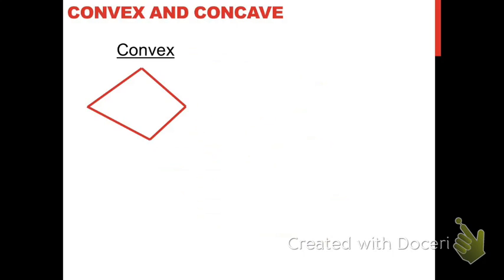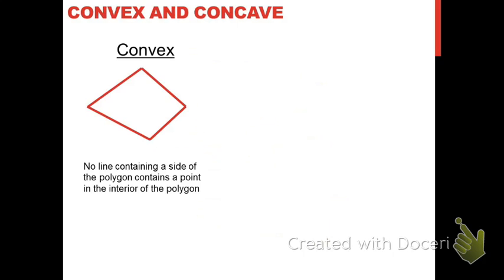And I'm going to give you some rules here, but it's going to be a pretty simple thing for you to remember, I believe. Here's an example of a convex polygon, that four-sided figure that we looked at a couple slides ago. And here's the rule for convex, and I'll explain how you apply the rule. In a convex polygon, no line containing a side of the polygon contains a point in the interior of the polygon.